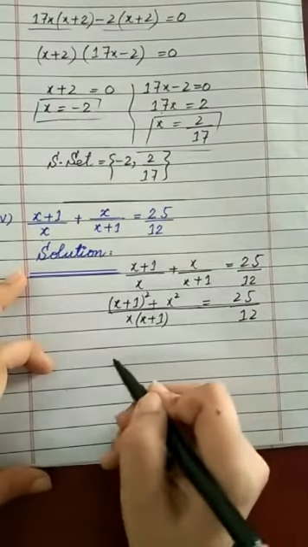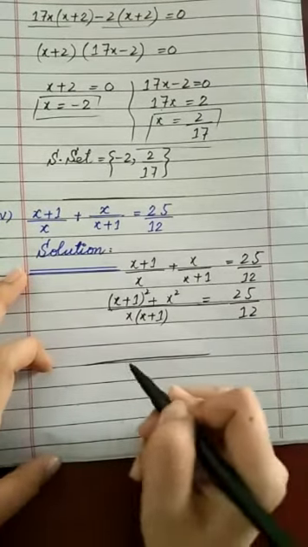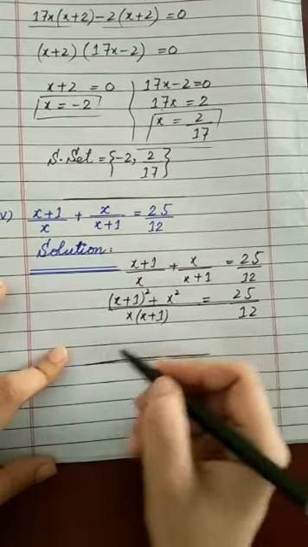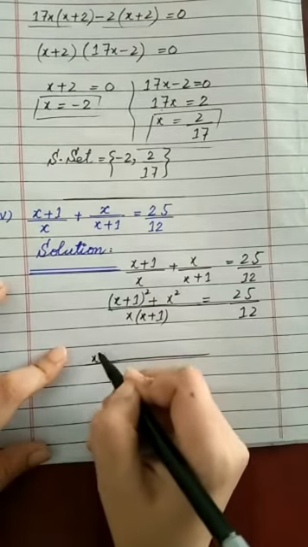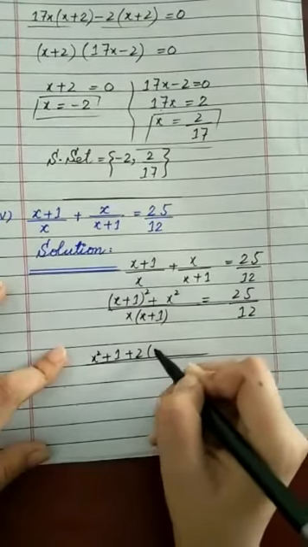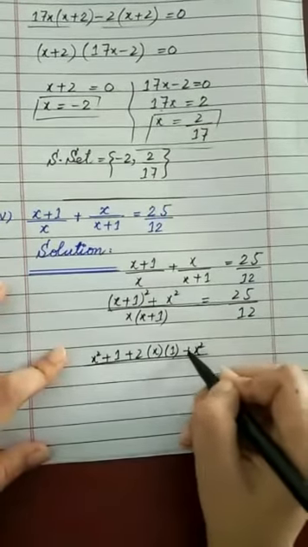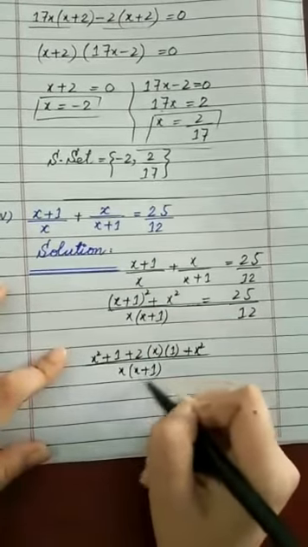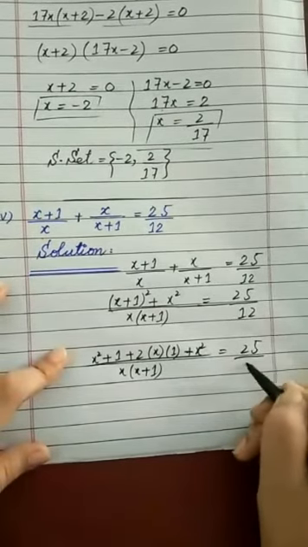Now we will open the bracket. As you know, here the whole square formula is used, so we will open the formula. How to open the formula? You know, a square plus b square plus 2a into b, plus x square as it is. We have opened the formula here, the denominator is as it is, and 25 by 12 is also the same.